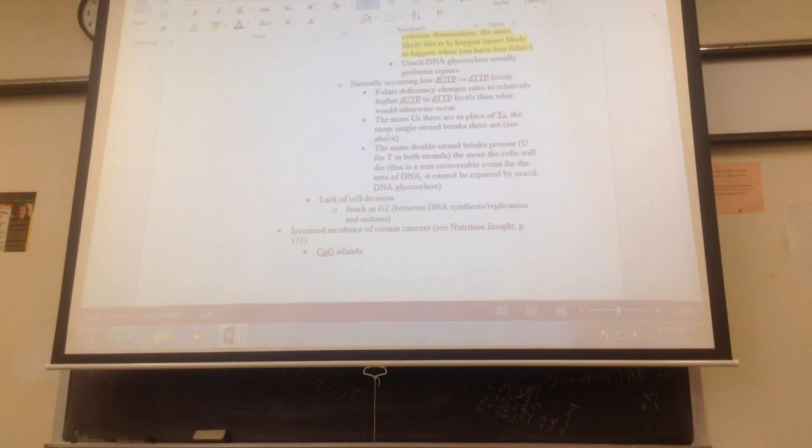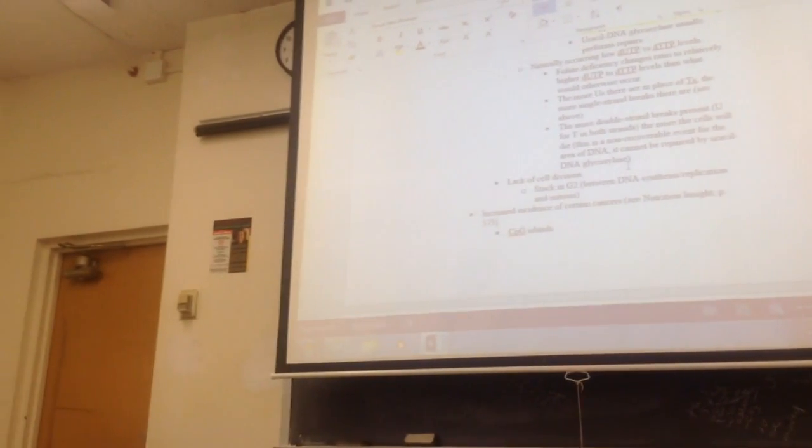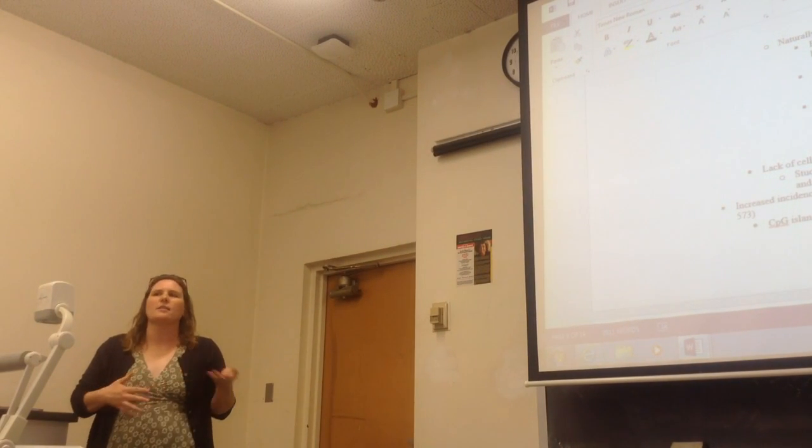Okay, so the more U's there are in place of T's, the more single-strand breaks there are. So the more double-strand breaks present, in other words, U for T in both strands, that's a bigger problem, the more the cells will die. This is a non-recoverable event for DNA. It cannot be repaired. In other words, if you've got an oops in one strand, you can go back and fix it. If you get an oops in both strands, it's over. That cell cannot repair that part of DNA, and that cell has to die.